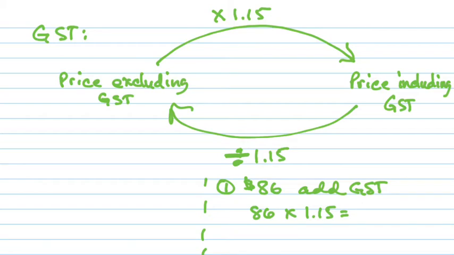Remember, always have your calculators out, guys. 98.9, and since we're talking about dollars, let's go ahead and put a 0 at the end. And we need to always make sure we put our units. So with GST, that item would cost you $98.90.